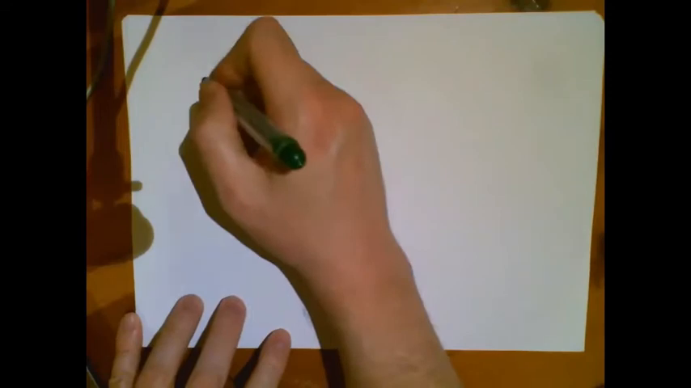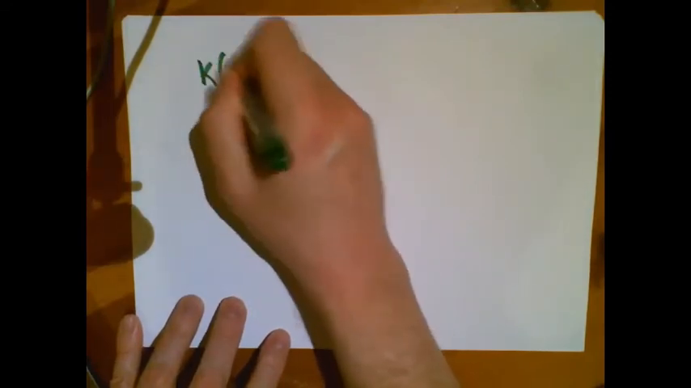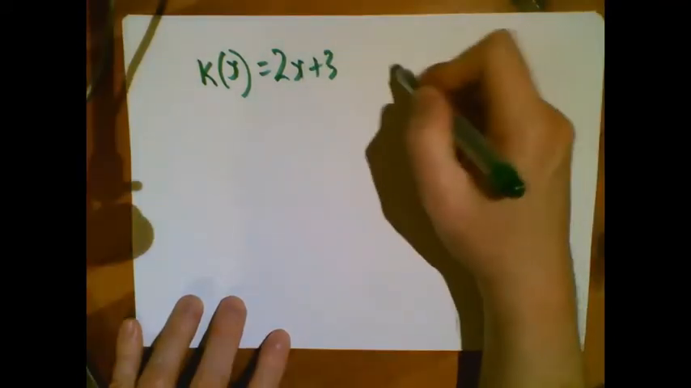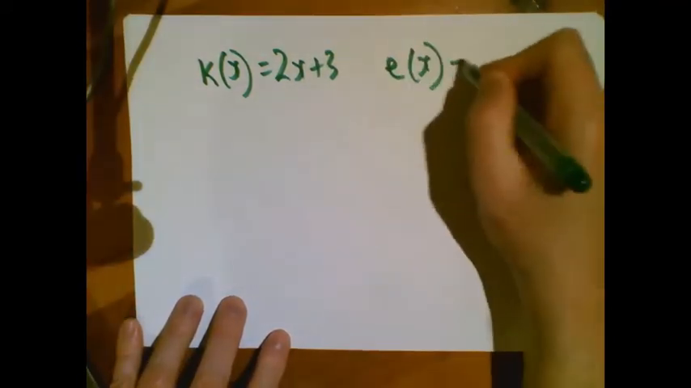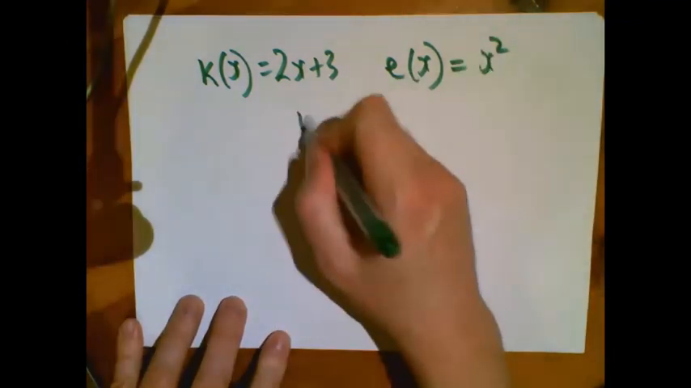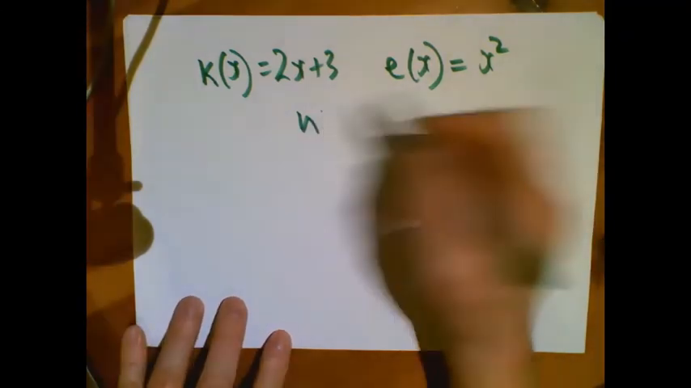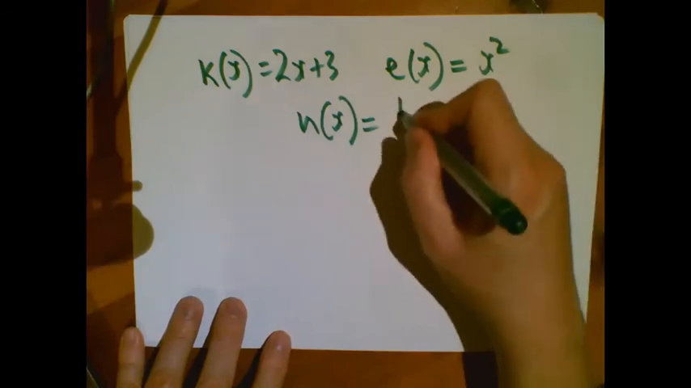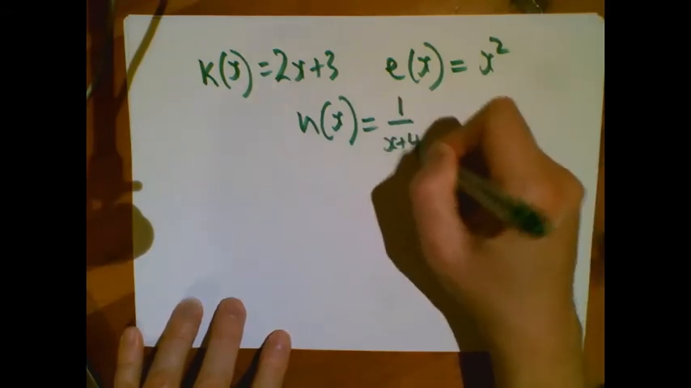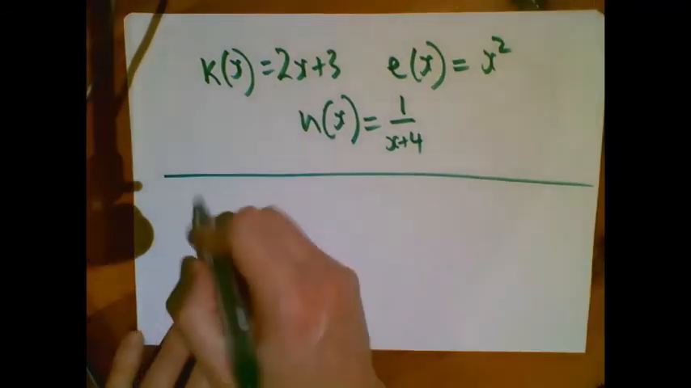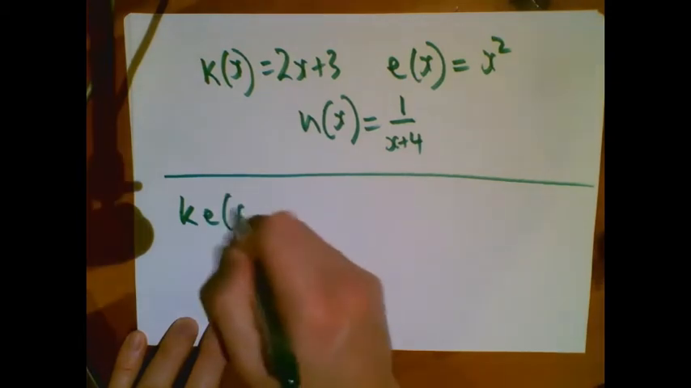Let's say we start with a k of x, 2x plus 3, and let's say we have an e of x, that could be just x squared, and we could have an n of x. I could go further and spell out the word Kennedy, but that would take ages. n of x could be, let's say, 1 divided by x plus 4. And you can have a whole combination of these three different things. You could have ke of x.